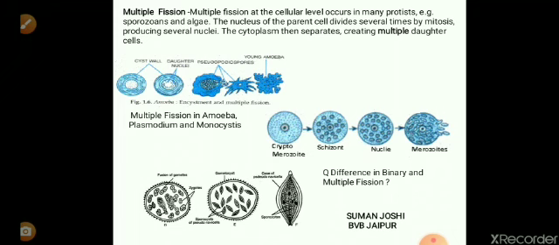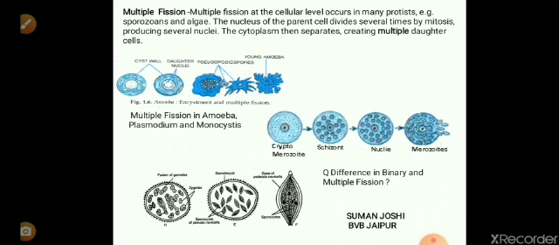So initially, many daughter nuclei are formed, surrounded by a common cell membrane, and then cytoplasm gathers around each nucleus, the common membrane ruptures, and each nucleus surrounded by cytoplasm will come out and form a new daughter cell, that is, an offspring. And this is also occurring, of course, in single-celled organisms. Here is the example in amoeba.